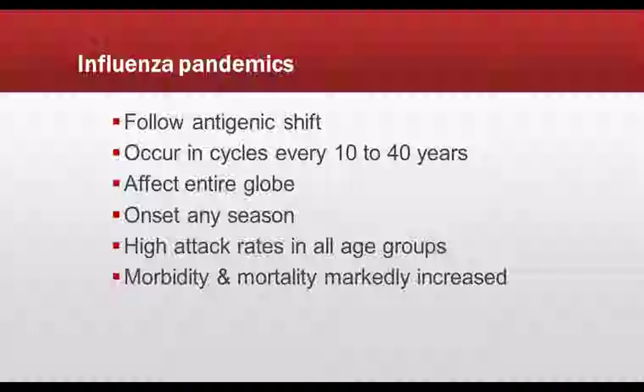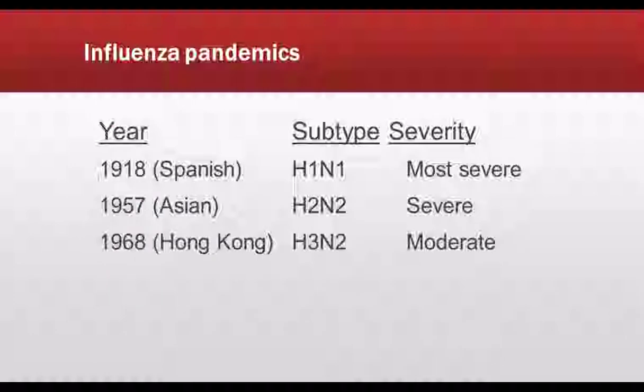So pandemics follow antigenic shift, historically occur in cycles every 10 to 40 years. It affects the entire globe. The onset could be any season, not just wintertime. High attack rates in all age groups, and morbidity and mortality are markedly increased. So if you look over the past 100 years now, before the most recent pandemic, here were the three other pandemics. The so-called Spanish flu was 100 years ago. We're celebrating the 100th anniversary of the Spanish flu. This was the worst pandemic of the 20th century. Estimated approximately 50 million people around the world died from Spanish flu.